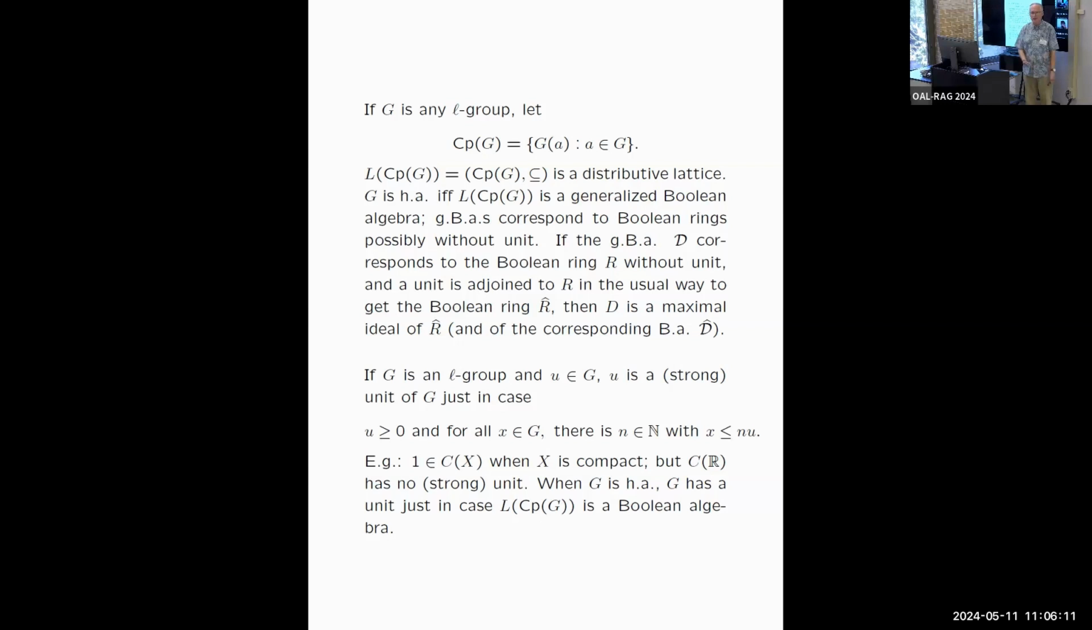And I'll use all these terms interchangeably, though of course from the universal algebraic point of view, you should distinguish these categories. One thing to notice is that if you have a generalized Boolean algebra D that is not a Boolean algebra, it corresponds to a Boolean ring without a unit. Well, there's a canonical way to take a Boolean ring without unit and adjoin to it a unit, so you get a Boolean ring, of which the thing you started with is a maximal ideal. Any two ways of doing that, starting with your generalized Boolean algebra, will be isomorphic over it.